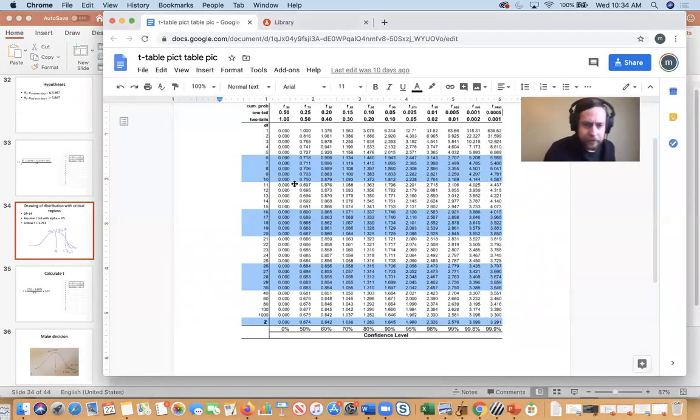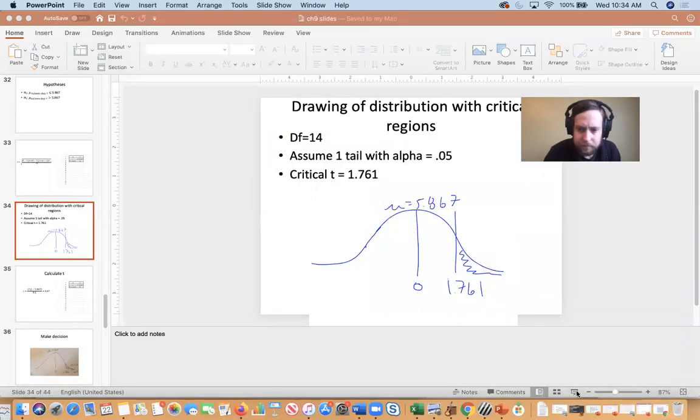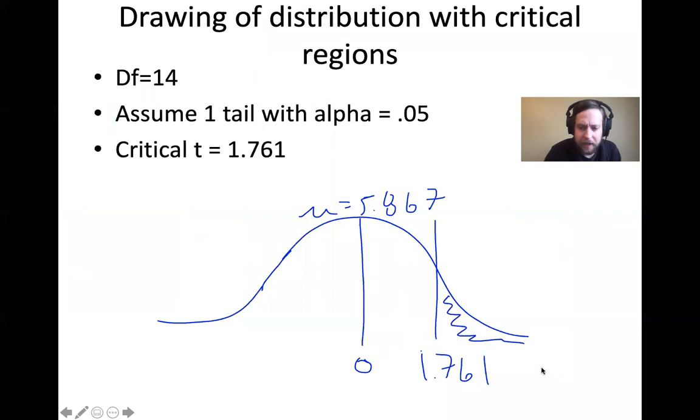All right, so we're going to degrees of freedom equals 14 right there. One tail test, so we're using the top row here, but we're still using 0.05, alpha equals 0.05. So we're up here and we're going down to degrees of freedom equals 14 and we get 1.761 right there. That is our critical T. And you can see it right there.